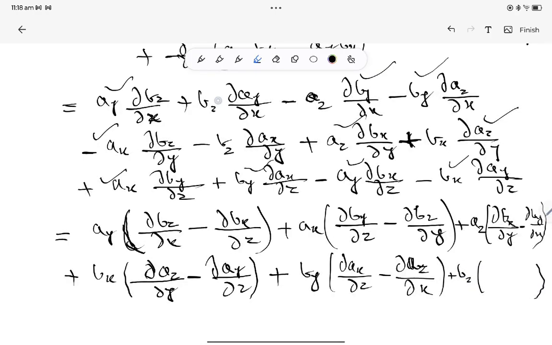And let's see, where are the b_z terms? One is this, the positive term del a_y by del x, minus the negative term b_z, which is this, del a_x by del y. Okay. All terms have been accounted for.